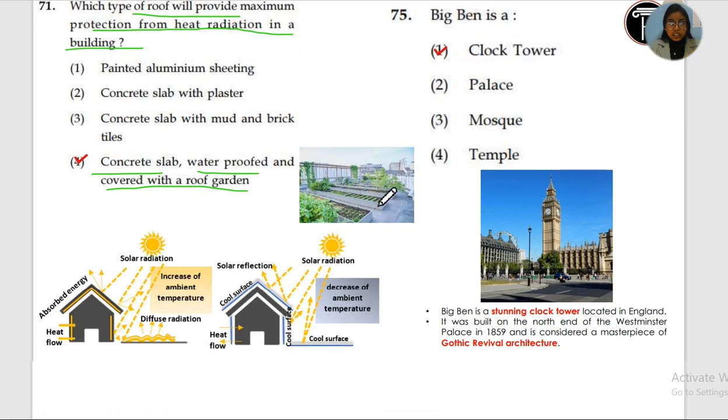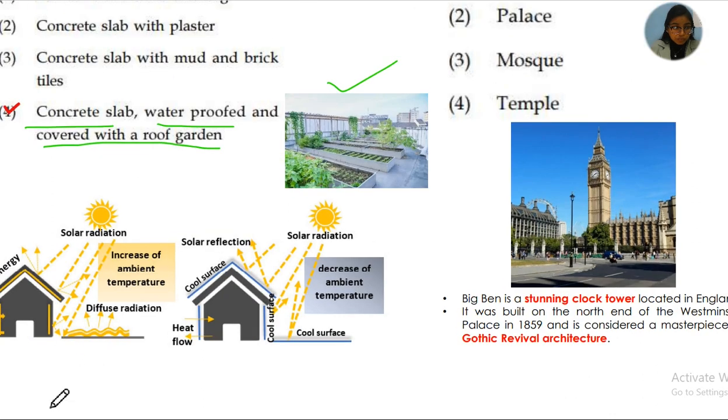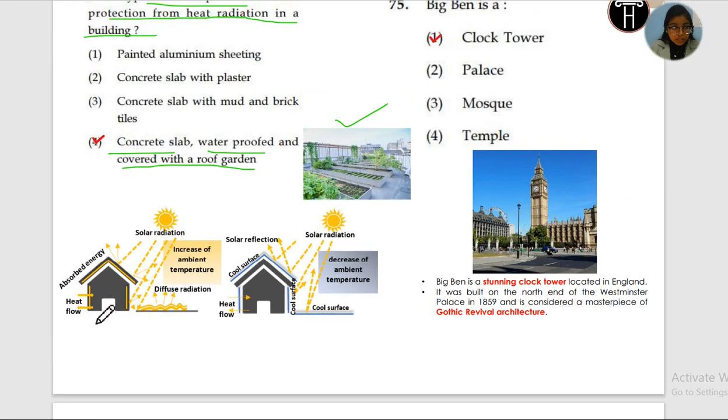Okay, so this is the example of your concrete slab. As you can see, it should be waterproofed and covered with the roof garden, so that it can reflect the maximum amount of sunlight. See, as you can see in this image, this is your one building, this is your second example of a building. Okay, solar radiations are coming, in a normal building some heat is getting absorbed, some is getting reflected. Increase of ambient temperature, diffused radiation from the surface, heat flow in the building.